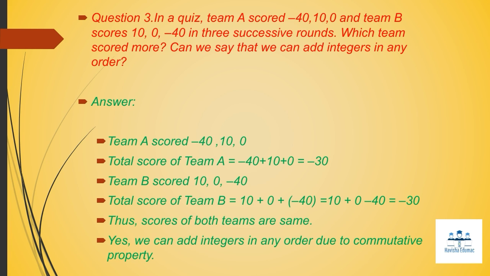The scores of both teams are same. The score of team A is also minus 30 and the score of team B is also minus 30. The scores of both teams are same. Yes, we can add integers in any order. So this is commutative property. So that we can add integers in any order.